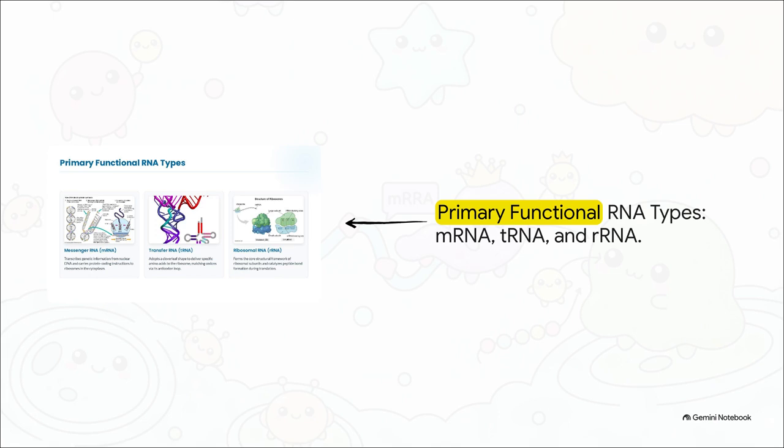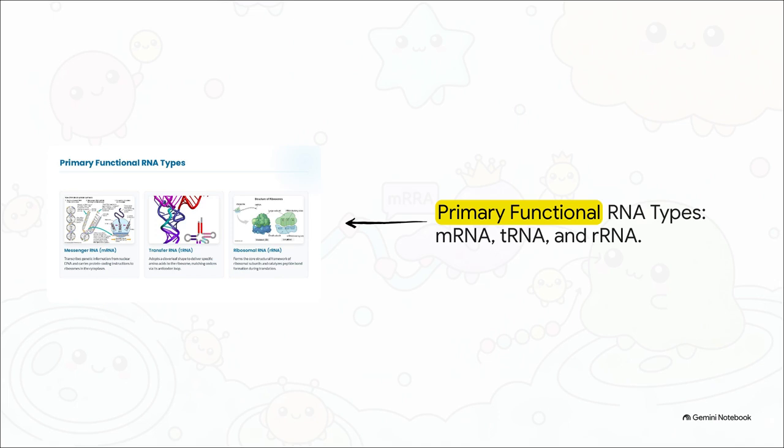This is your blueprint courier. It transcribes the genetic information from the nuclear DNA and physically carries those protein coding instructions right out to the ribosomes. Second, we have transfer RNA, or tRNA. Remember that fantastic cloverleaf shape we just talked about? Well, tRNA is the delivery vehicle.